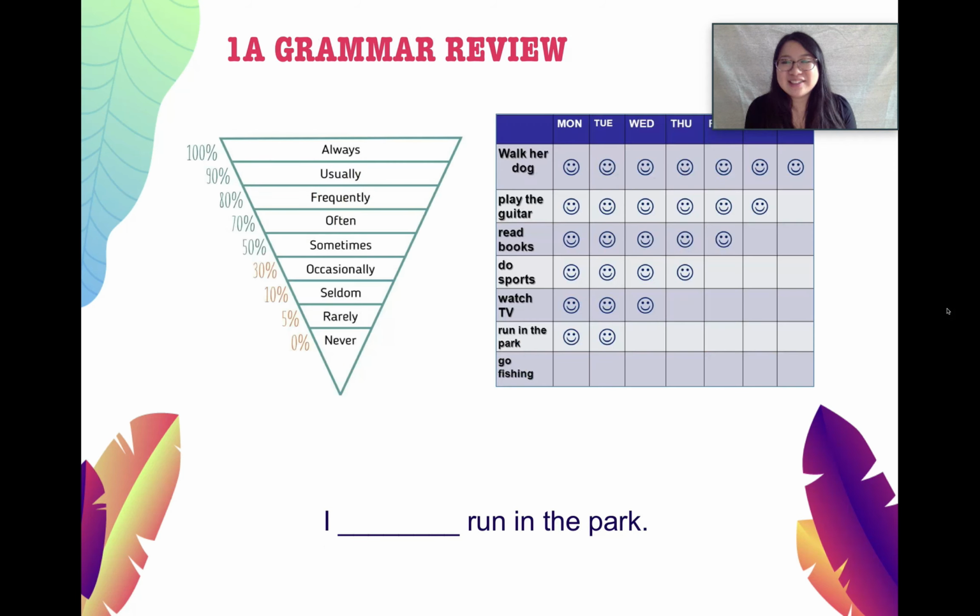Okay, let's move on to the grammar. In Unit 1A grammar, we learned these words. Always, usually, frequently, often, sometimes, occasionally, seldom, rarely, never. Can you remember what this grammar point is called? That's right. They're called adverbs of frequency.